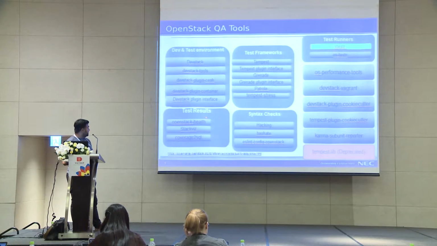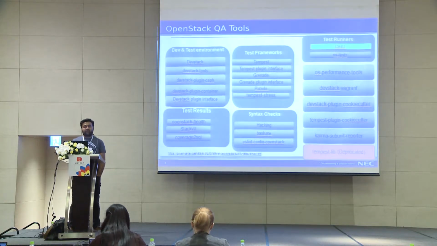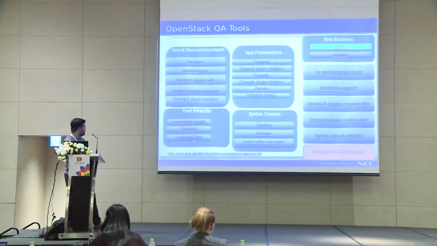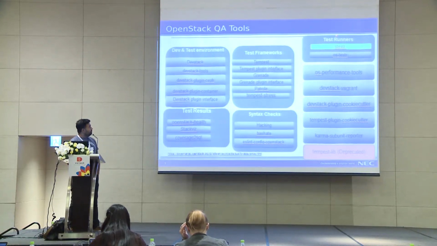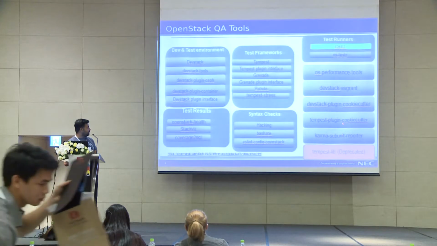On this side we have the test results. OpenStack Health lets you visualize the results of tests in different categories, failure, pass, and so on. We'll be talking more in the next slide. And syntax checking, especially hacking and bashate, is used during upstream development. You have test runners like stestr and ostestr. stestr is not officially under OpenStack, but it is used by Tempest for running test cases. Then we have various other projects here.